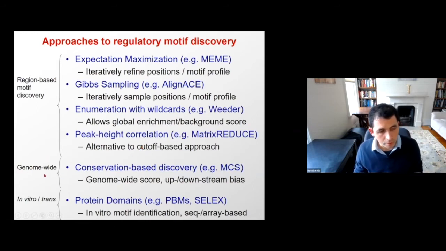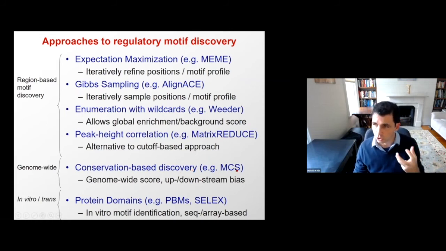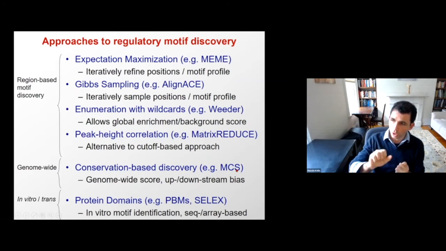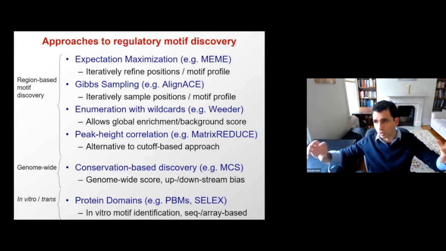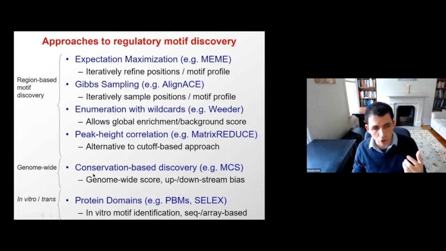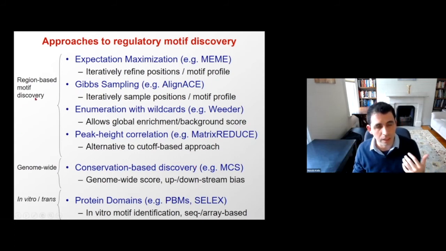There are other methods for genome-wide discovery of motifs. So in my own PhD, for example, I developed a method for conservation-based discovery, where across the entire yeast genome or across the entire human genome or fly genome, we were able to build these motif conservation scores that allow us to score every motif instance based on how frequently all of these instances are conserved. And that allowed you to start discovering motifs globally without necessarily having a set of co-regulated genes in advance.